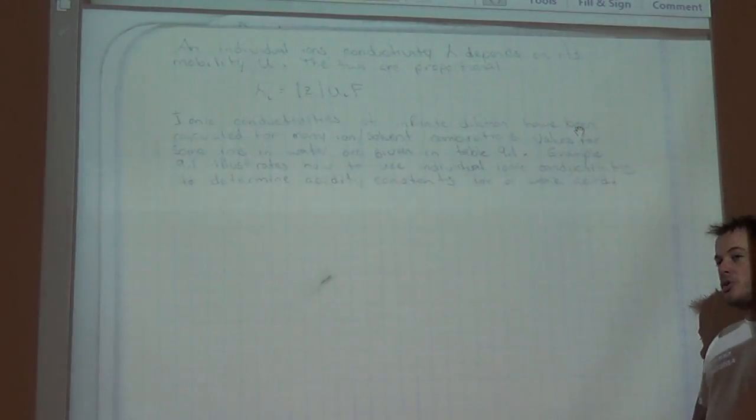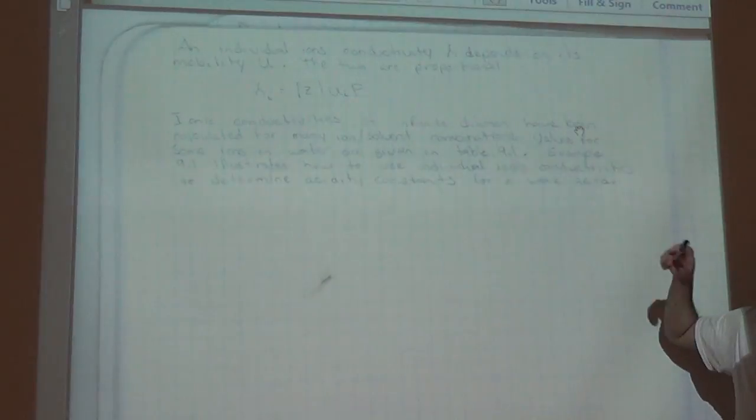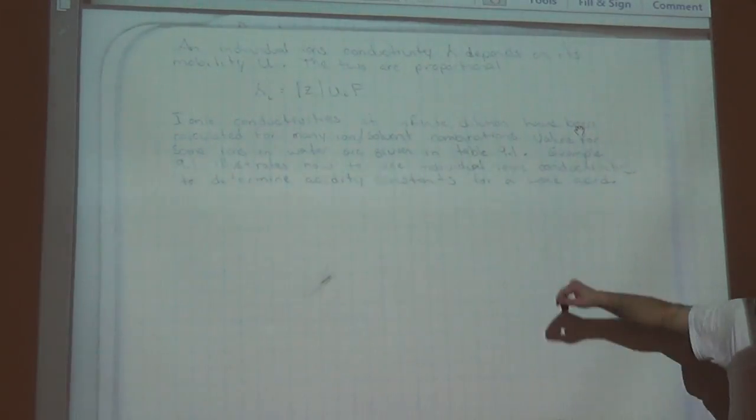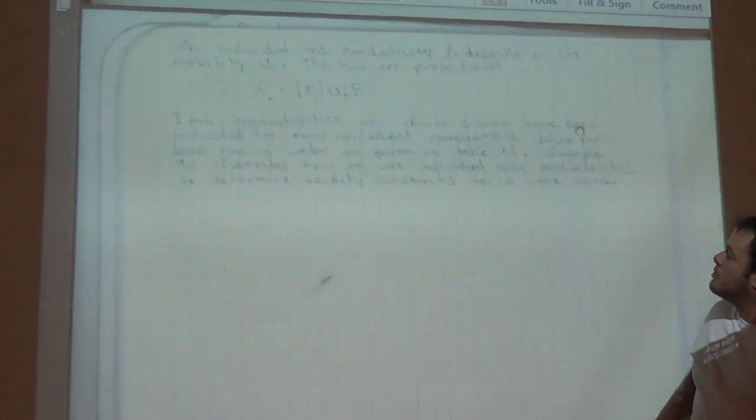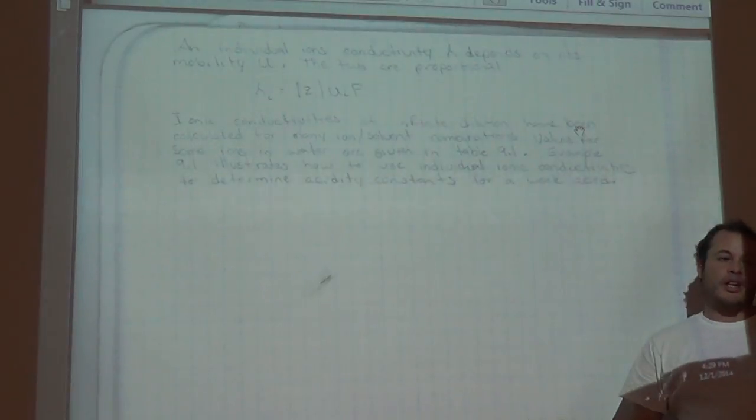So those mobilities of individual ions can be measured, have been measured, and what I'd like you to do is go look at, I forget which example it is, the table. There are mobilities given in table 9.1, and example 9.1 shows how ionic mobilities can be used to measure the dissociation constants of weak acids. I'm probably definitely going to include one of those problems in your take-home exams, so do review those.